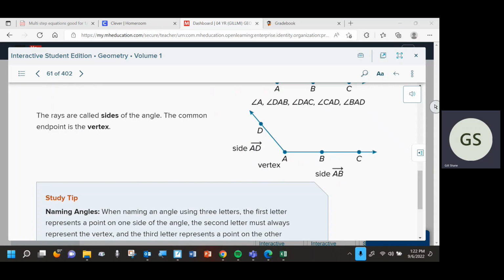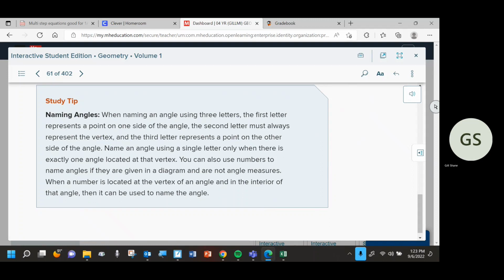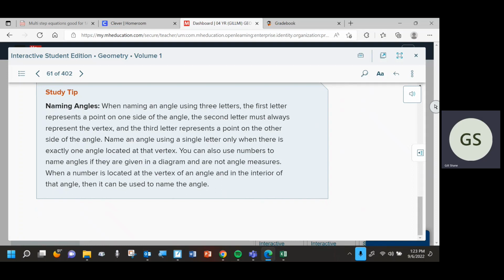So I guess if you're describing an angle, maybe you might say side AD or something like that. I don't recall ever having used really the sides of an angle before, just mainly the name of the angle itself. All right. Any questions on any of that? Yeah, I think that's it.